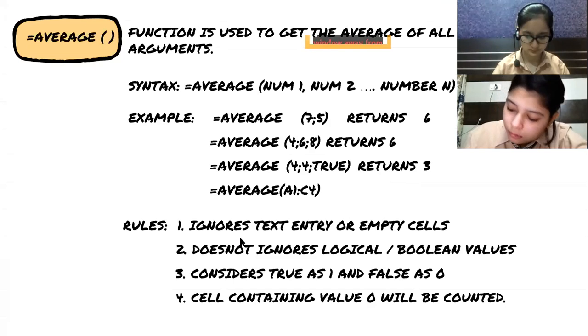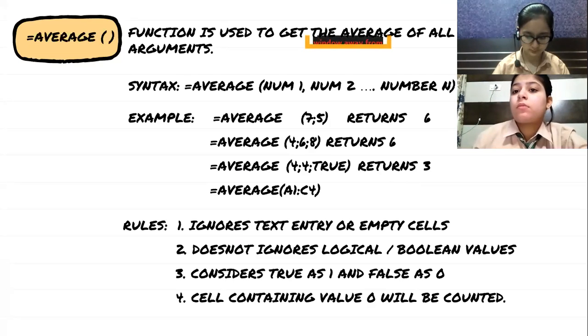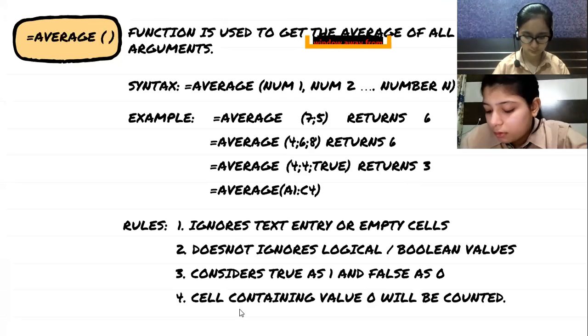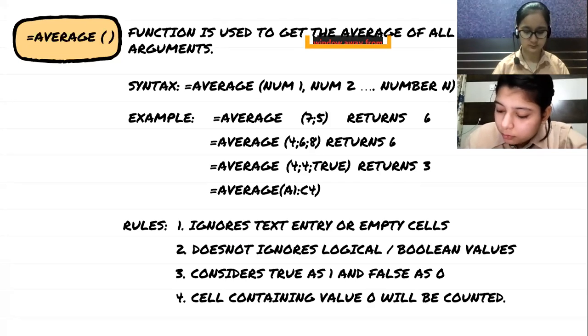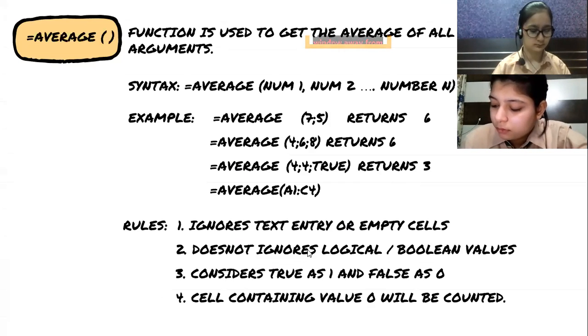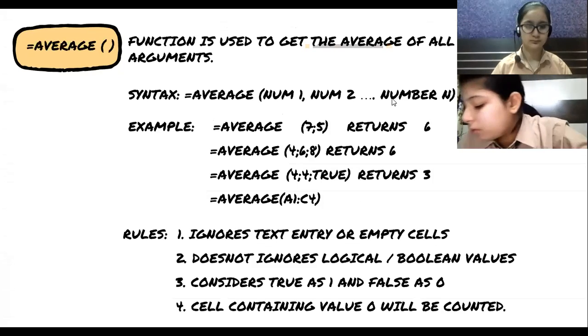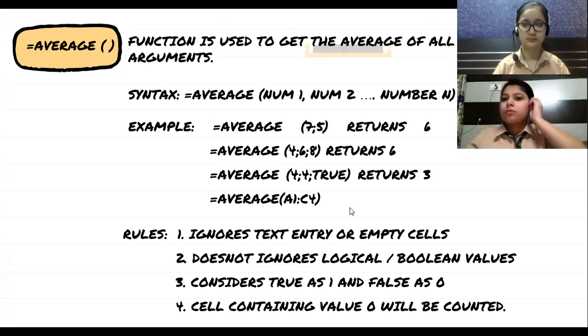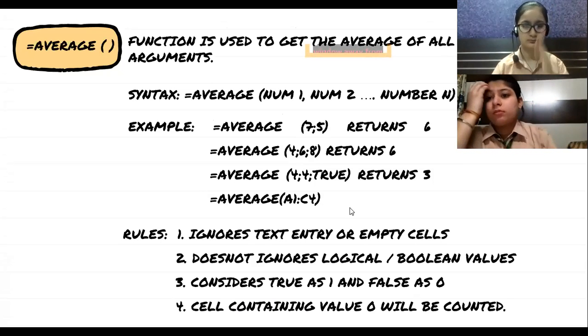First, sum होना है, we need to perform the arithmetic operation, so that's why it will ignore the text entries and it will ignore the empty cells. It will not ignore the Boolean values, that is true and false, because true will be considered as 1 and false will be considered as 0. Next is, the cell containing 0 will be counted.